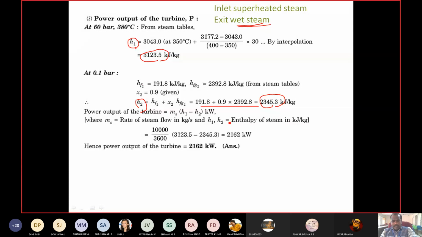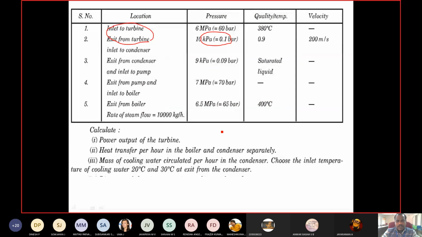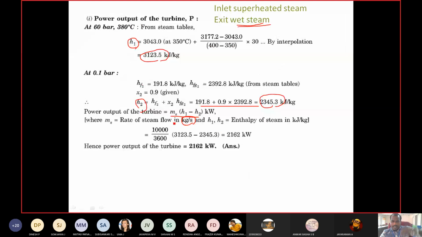Then we have to calculate the power output of the turbine. We have the formula: power is mass flow rate into change in enthalpy, that is H1 minus H2. Here they gave the mass flow rate in kilogram per hour. We have to convert that into kilogram per second, so if you divide that by 3600, we get kilogram per second. Then if you put the values, we get the power output of the turbine as 2162 kilowatts.